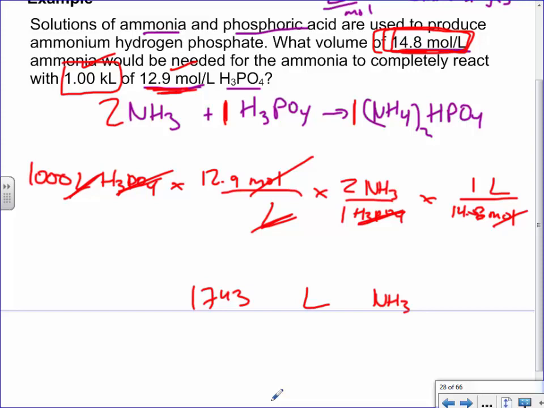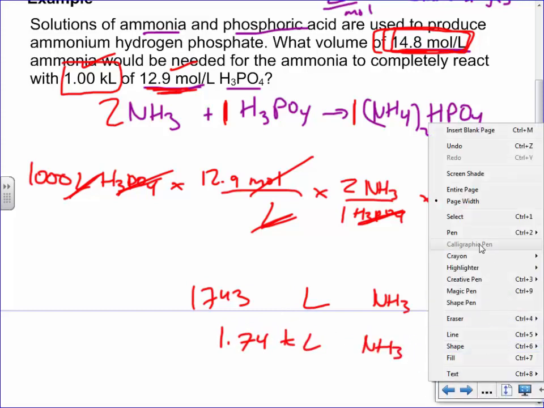You guys get that value? I want to show you a nifty little trick. You know how it started as 1.00 kiloliters? By the time I'm done here, this probably also could be written as a kiloliters number. Like when I'm finally done with sig digs, you could call this 1.74 kiloliters of NH3.